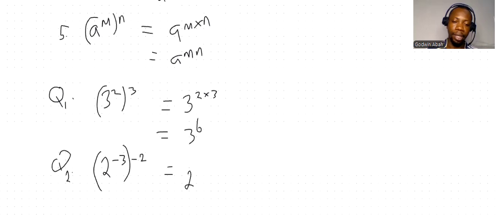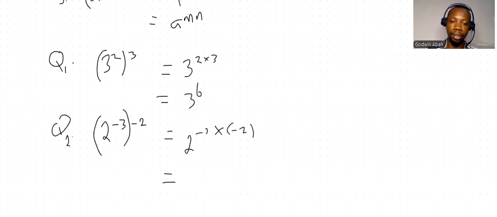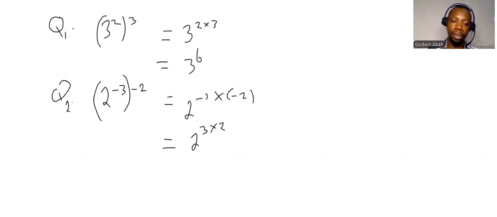Then we could also look at another question, question 2, under this law. We have, let's say, 2 index minus 3, then to the power of negative 2. Just open the bracket, so you have 2 index minus 3 multiplied by negative 2. Of course, negative multiplying negative is equal to positive. So you have 2 index 3 times 2, and finally we have 2 index 6. This is very straightforward. So this is rule number 5, and we're going to go to rule number 6.